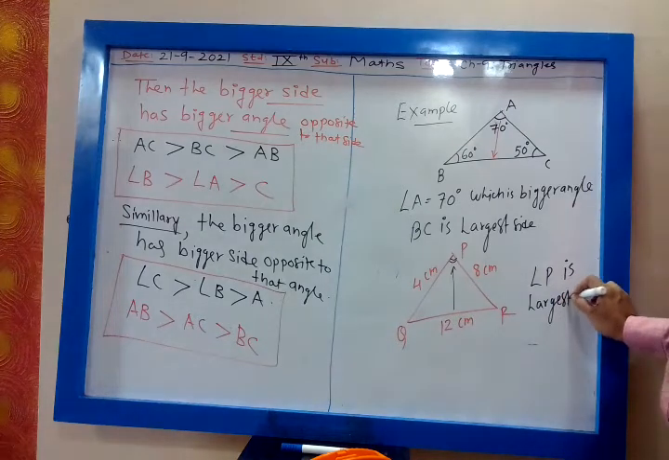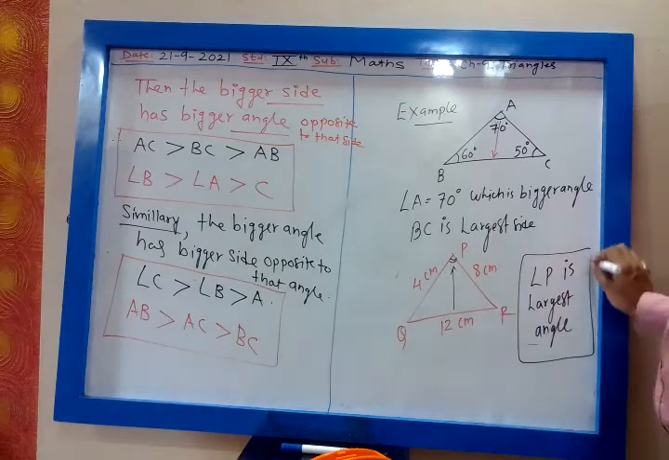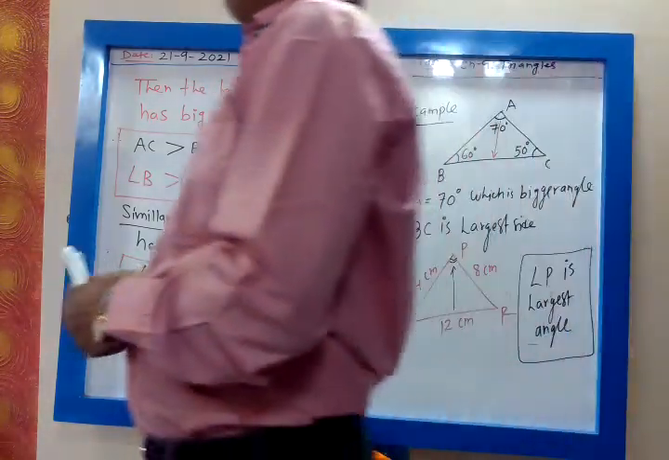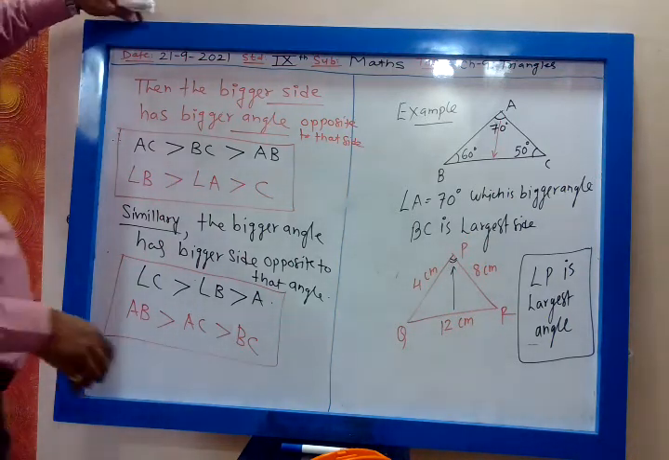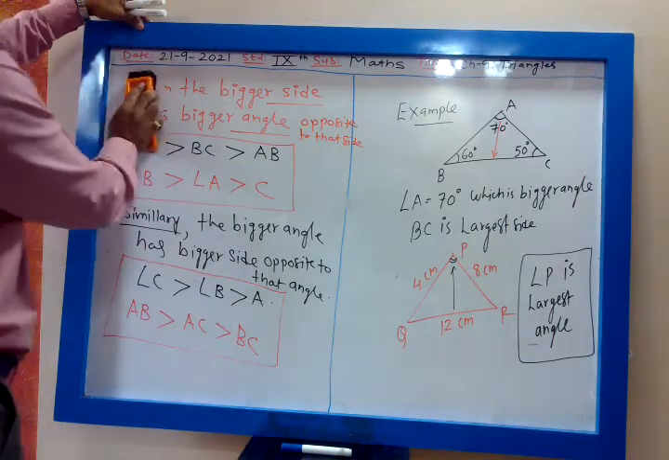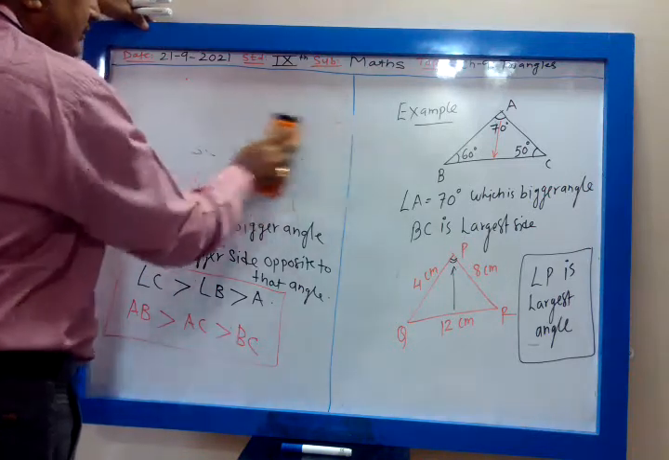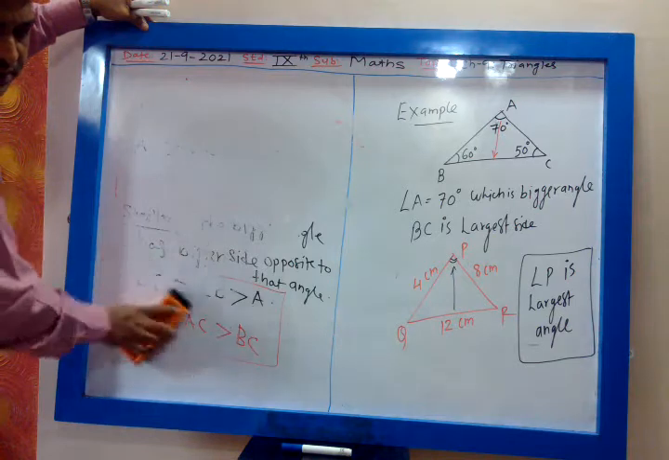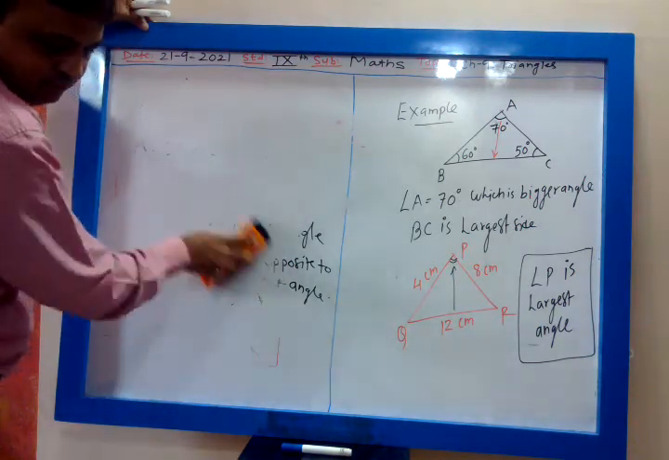Okay. This is the application of this. Whichever angle is bigger, the side opposite to that angle will be largest, and whichever side is largest, the angle opposite to that will be largest. Yes, clear? And this is the result for when all three angles are different and all three sides are different.